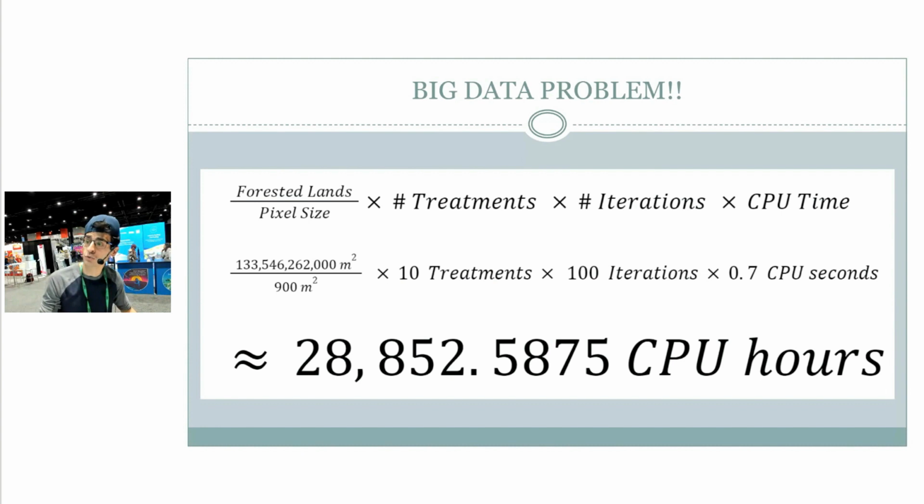So for each FVS run, we're running 10 treatments and running 100 iterations of those treatments for one FVS run. And then approximately it takes 0.7 CPU seconds to run one FVS instance. And that equates to approximately 29,000 CPU hours. So this is definitely a big data problem. This isn't something that we can run on any ordinary machine. And we need all the computational resources that we can get to be able to run the entire state of California and make it timely.